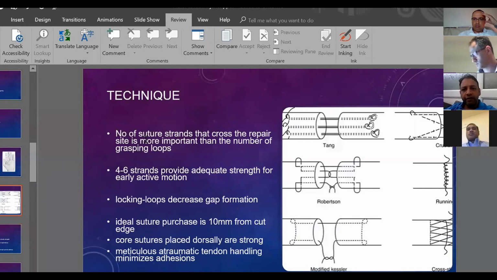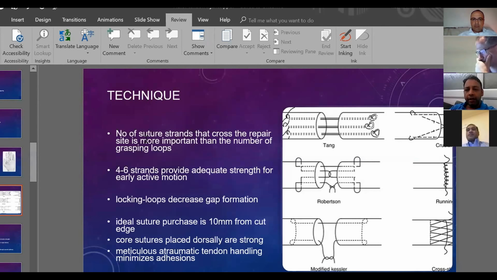Number of suture strands that cross the repair site is more important than the number of grasping loops in the repair technique. Usually 4 to 6 strands provide adequate strength for early active range of motion. And locking loops decrease the gap formation over the repair site. Ideally, suture purchase should be 10 millimeters from the edge of the tendon.